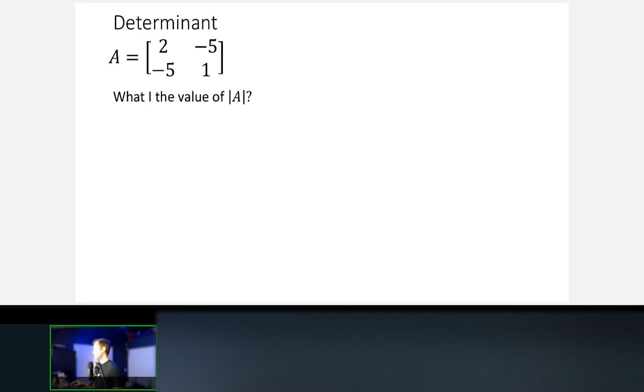All right. So you have a question on your test to find the determinant. Everyone, quickly, what is the determinant of this matrix?